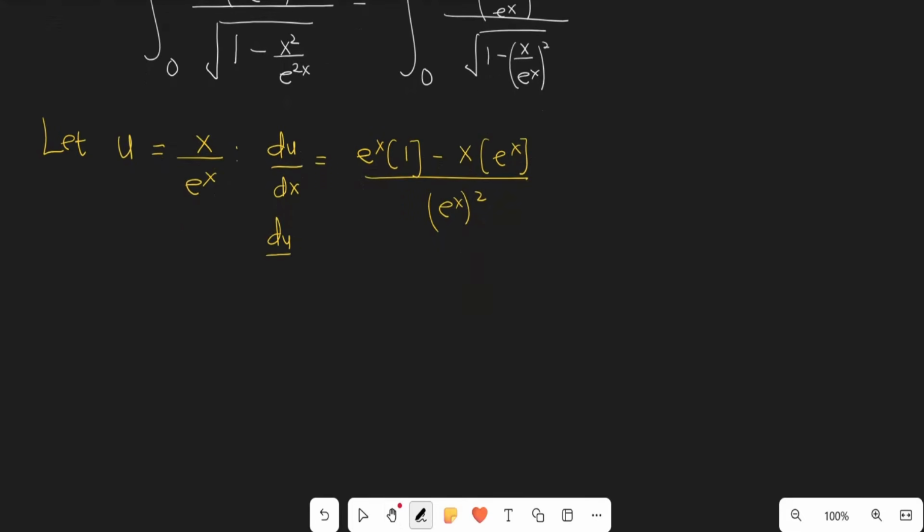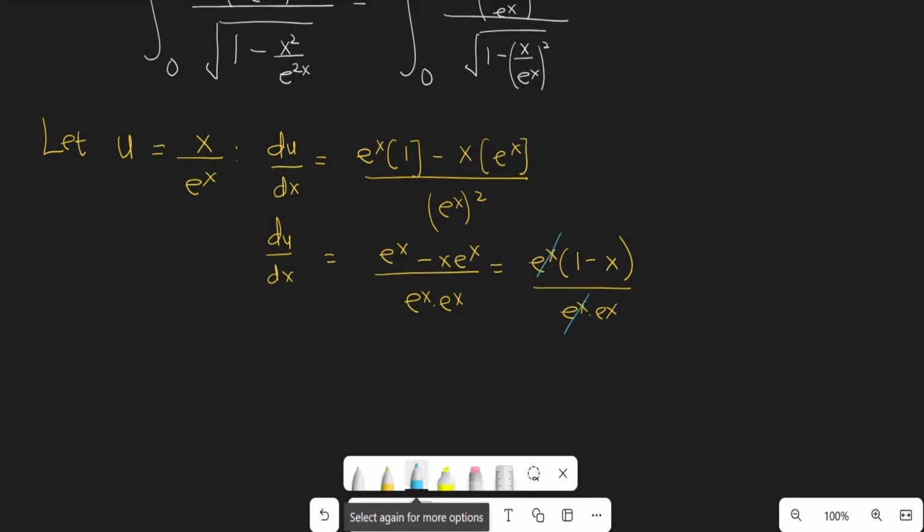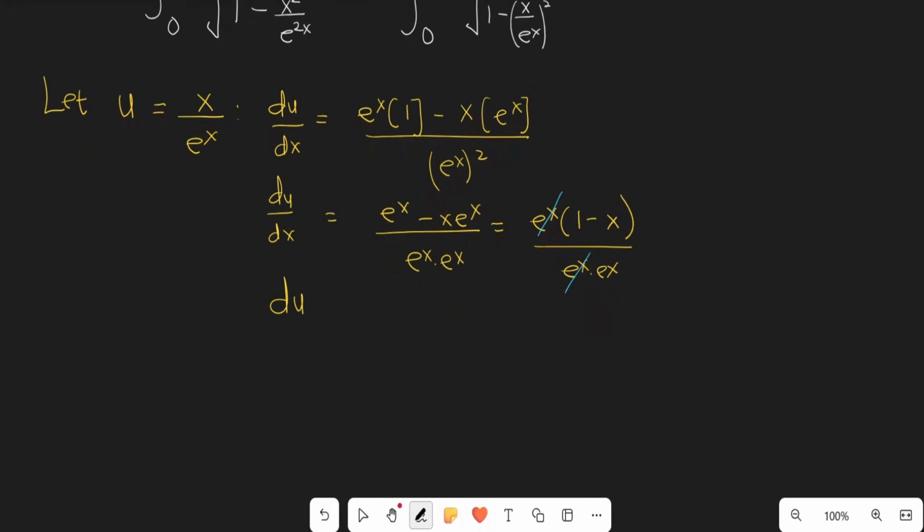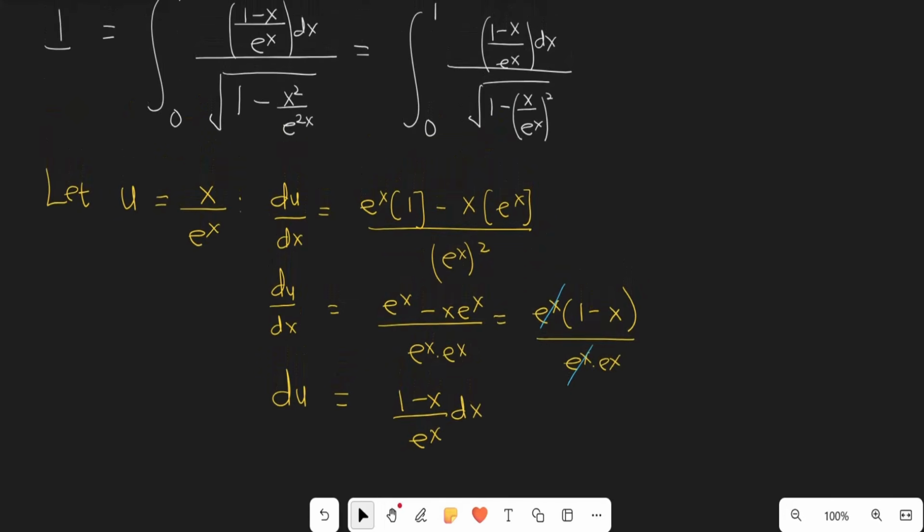So du dx is equal to what really? So that is going to be e to the x minus x e to the x, divided by e to the x multiplied by e to the x at the bottom. So e to the x can be factorized out in the numerator. Then you have 1 minus x, divided by e to the x times e to the x. And we see that this one is going to cancel this one out beautifully. And what we are left with is this. So an expression for du is going to be equal to 1 minus x all over e to the x dx. So this is what we have.